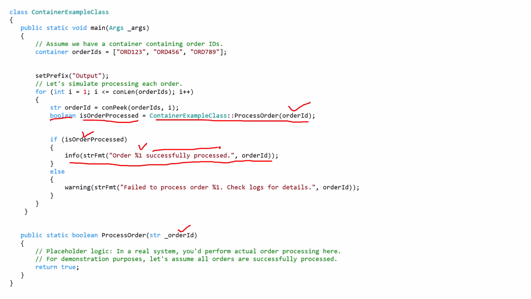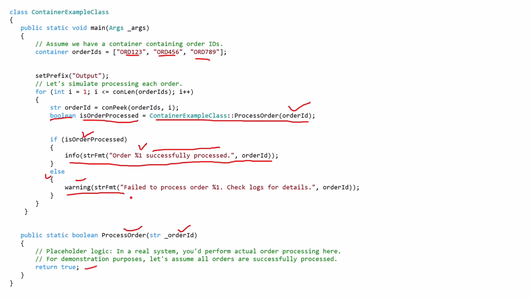successfully processed. Okay, and if it fails, then it will give a warning message stating failed to process order and check log details. You can also give the error message if you want to show it in the error style. So in this case for each and every order it will give you the true value. Okay, why? Because in this particular process order function you are sending true for each and every order.